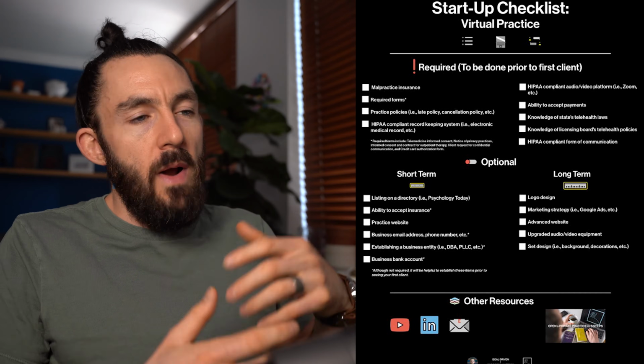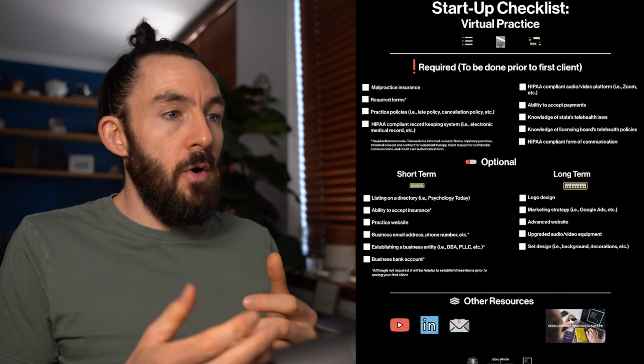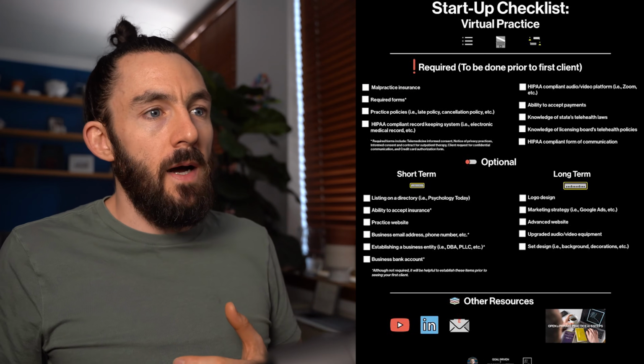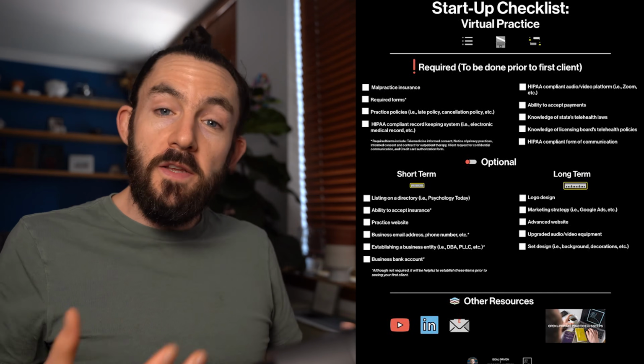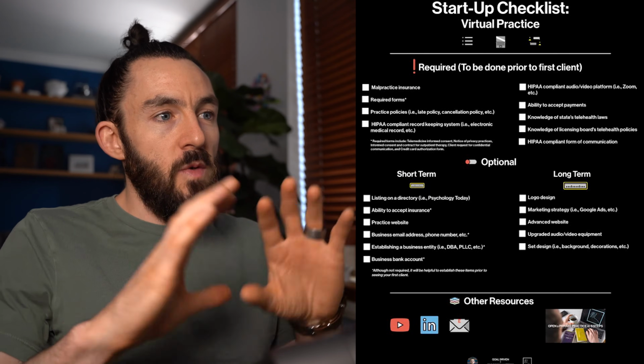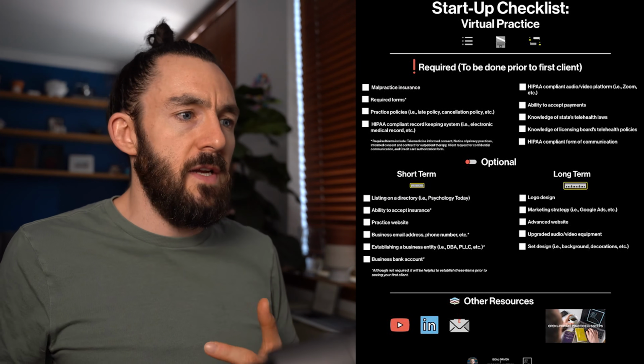If you have all of that done, which in reality is really not that much, it requires perhaps a couple consultations or even just one with a lawyer, and it involves purchasing a couple platforms. If you go with Simple Practice, it's really just one platform. You're ready to see your first client, right? So that's really cool. That's the required section. And so let's move into the optional section here.